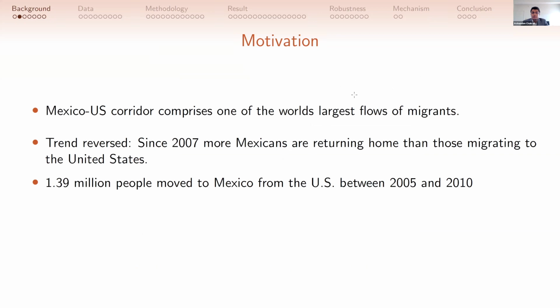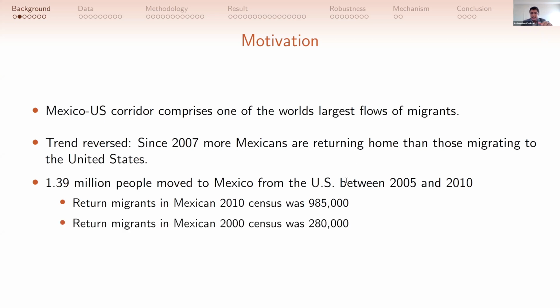So there are more return migrants than migrants in the United States. Approximately 1.39 million people moved to Mexico from the US between 2005 and 2010. Among them, most were Mexican-born immigrants who were living in the United States for some time and then returned to Mexico. The 2010 census number was around 985,000, compared to around 280,000 in the 2000 census. So there is a fourfold increase in just 10 years in the number of return migrants. Migration from the perspective of a developing country is a cause of concern because it may lead to brain drain in the short term. But when migrants are returning back home, it can potentially have some brain gain effects.